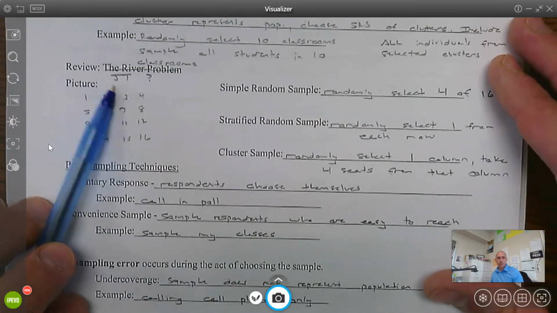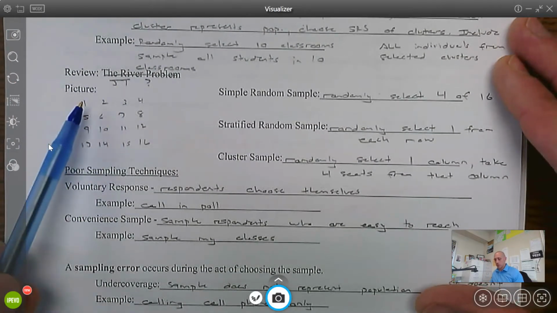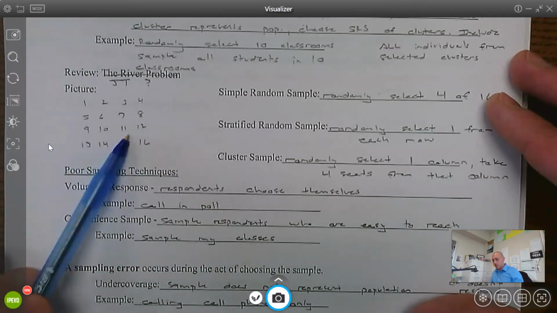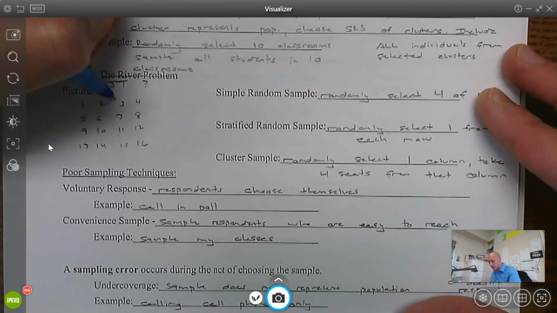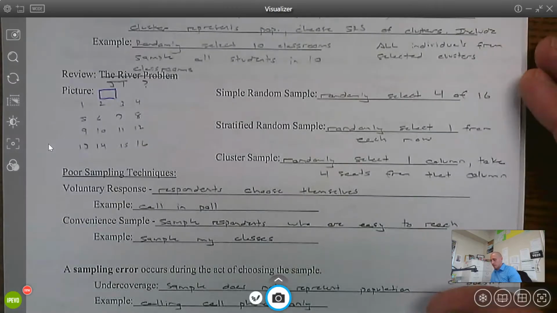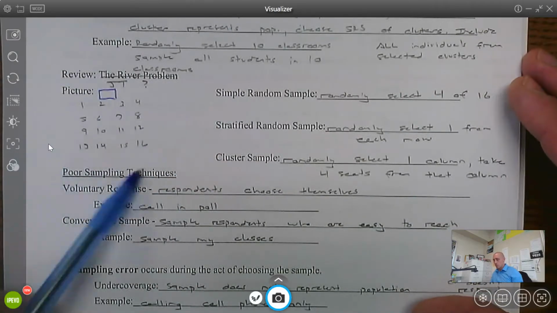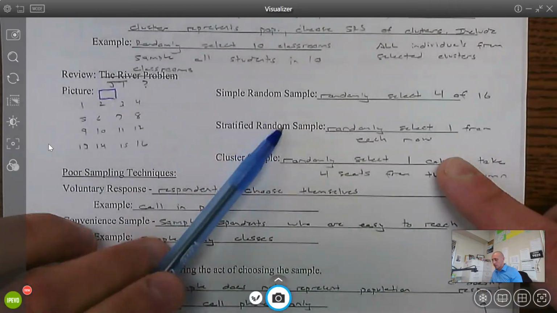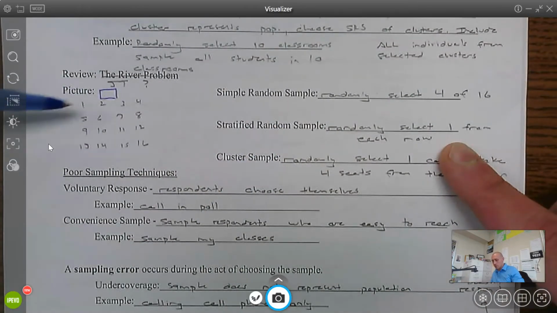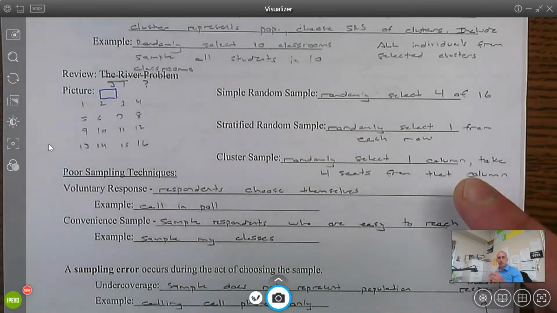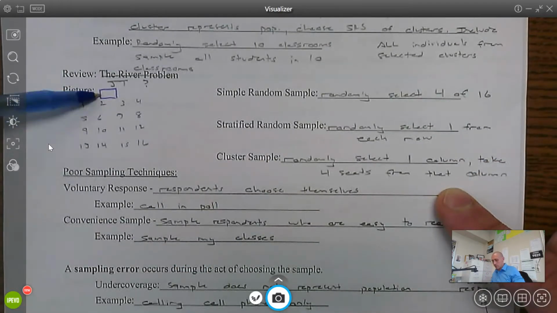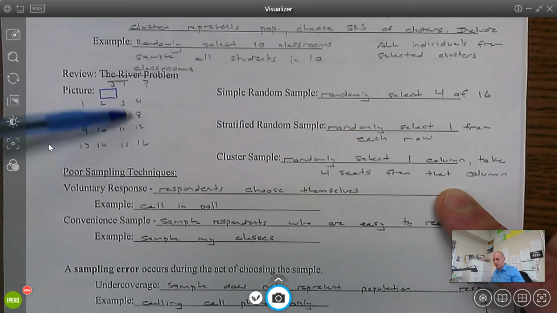We did the Justin Timberlake question earlier in the year where we were talking about how much people enjoyed his concert depending on where they sat. So if we have these 16 seats and say this is the stage up here, a simple random sample would be any 4 of these numbers. Could be all in the front, all in the back, all in the left, any 4. Stratified, we're going to select 1 from each row. So we're guaranteeing we're getting people close to the stage and further away. Cluster, we're randomly going to select one of these columns and take all 4 seats from that column, the left, the middle, or the right.